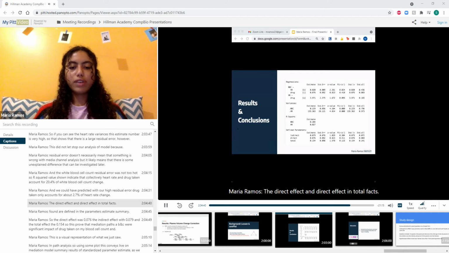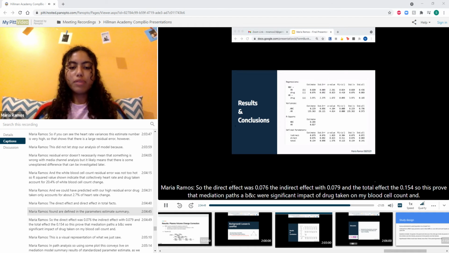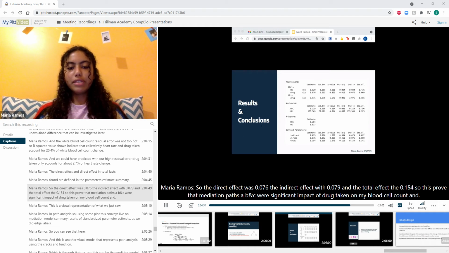The direct effect, indirect effect, and total effects found are defined in the parameters estimate summary. The direct effect was 0.076, the indirect effect was 0.079, and the total effect was 0.154. So this proved that mediation paths A, B, and C were significant in the impact of drug taken on white blood cell count and mediation.